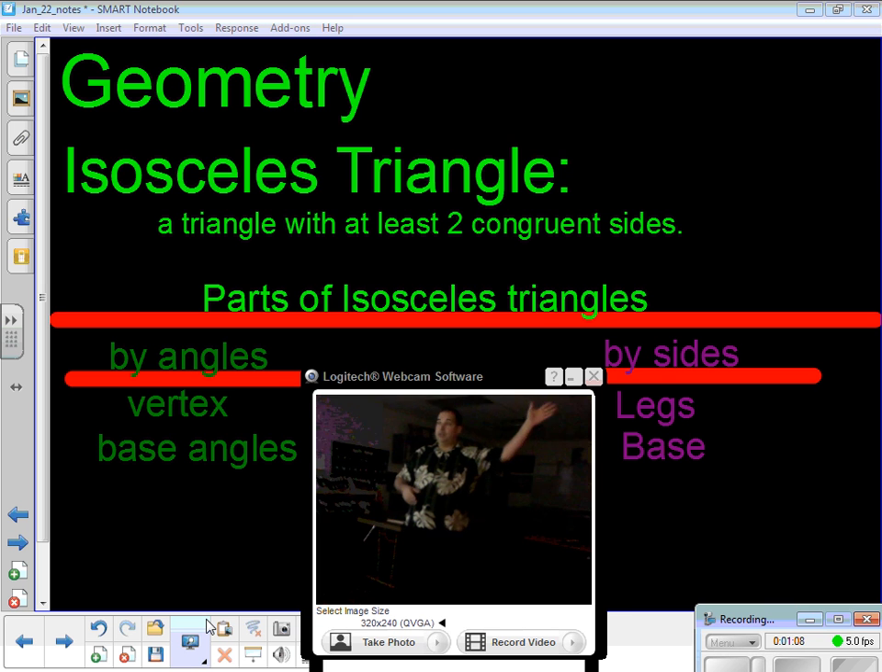Legs always come in pairs. So there are two congruent sides, so there are two legs. Okay, so now let's talk about the angles. We have a vertex angle, and we have base angles. A vertex angle is the angle formed by the two legs, and the base angles, there are two of them, are the angles formed by the base and one of the legs. So let's see what this actually looks like.